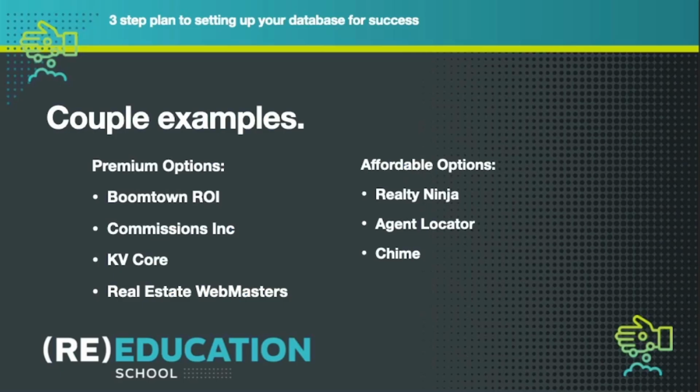So if you can tie it to your search site and to your CRM, you're going to be even better off. A couple other options: I've used Boomtown in the past, Commissions Inc., KV Core, Real Estate Webmaster, Realty Ninja, Agent Locator, and then of course I'm with Lofty, which is formerly Chime. So a bunch of options for you.